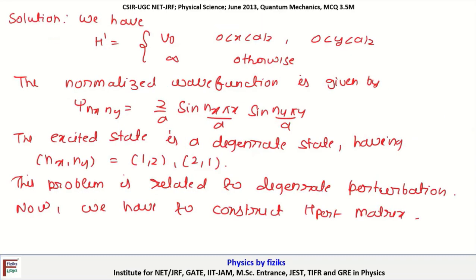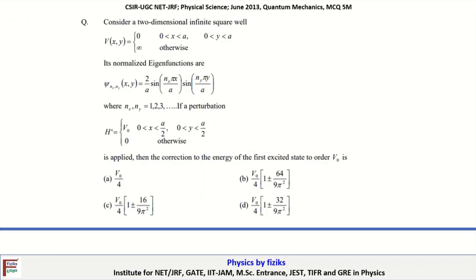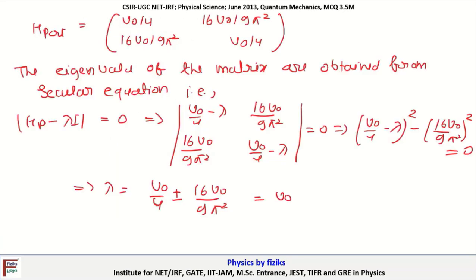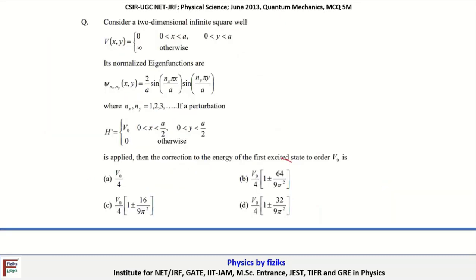So our answer would be option B, because here if we take V0 by 4 outside, we would have 1 plus minus 64 by 9 pi square. So option B is correct for this problem.